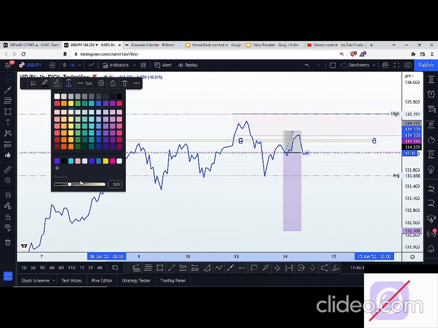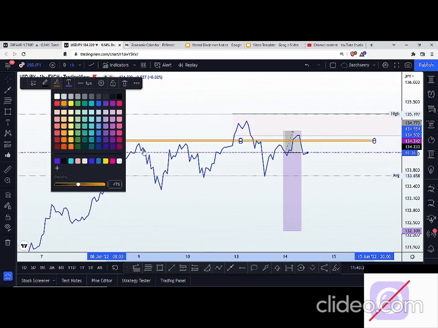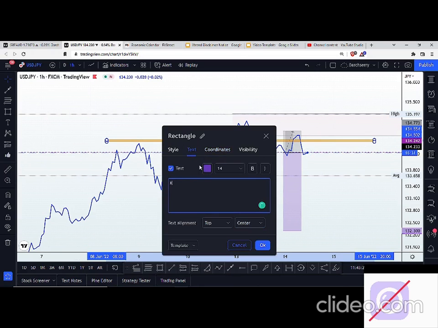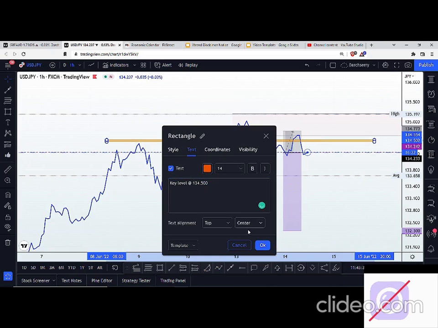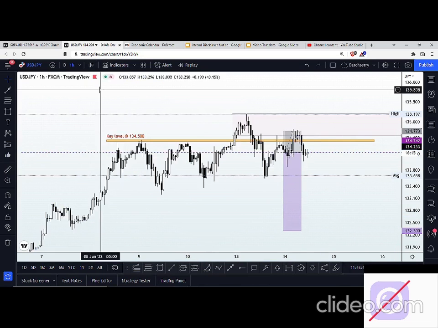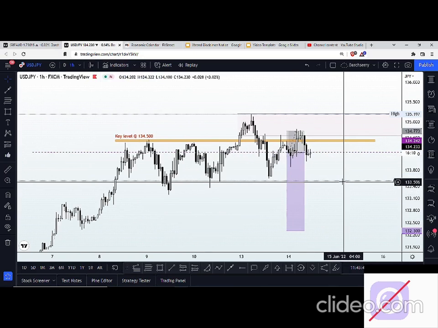I want to give this a gold color. Let's make it a little bit thicker, and then we label it for the sake of clarity: key level at 134.500 area. Let's place it right at the top on the left-hand side. So that's what we have here. What does the key level do for us at this point? The key level will serve as our yardstick as we head into the New York session.